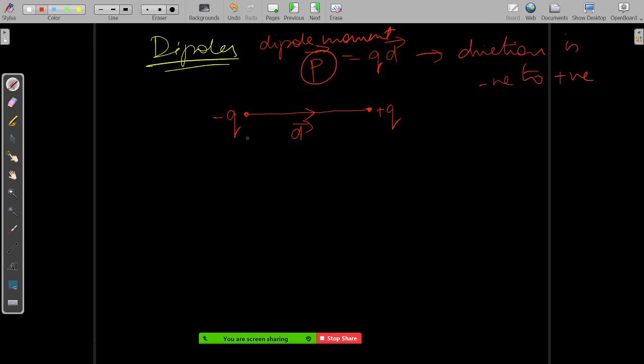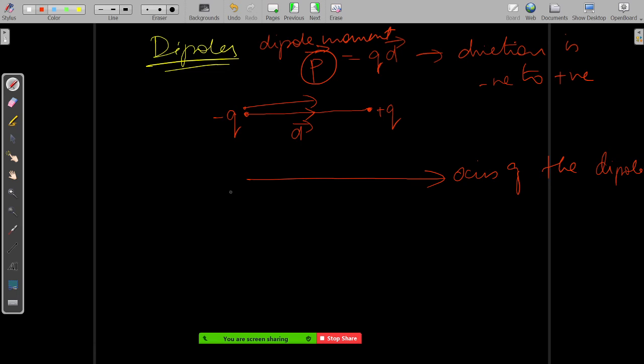Once again, the dipole moment is q into d, where q is the magnitude of any one charge, and d is the vector directed from the negative to the positive charge. You have to remember this. This line is also called the axis of the dipole.